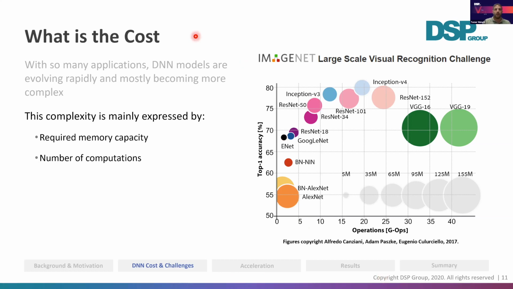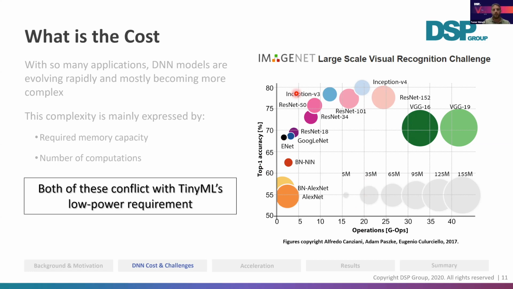And in the following graph, you can see both of these aspects. The x-axis represents the number of giga operations you need to perform for executing each one of these models. And the size of the circle represents the number of parameters that compose the model. For example, Inception V4 contains around 30 mega parameters, and you need to execute around 20 giga operations for inference. Its top-1 accuracy, expressed by the y-axis, is around 80%. So both of these requirements directly conflict with tinyML low power requirements. And now the question is what we can do.